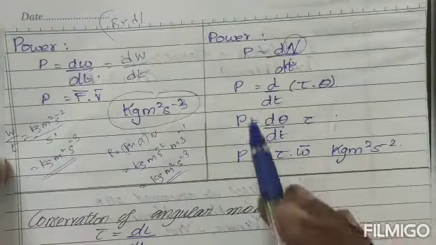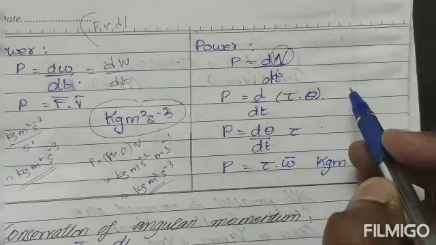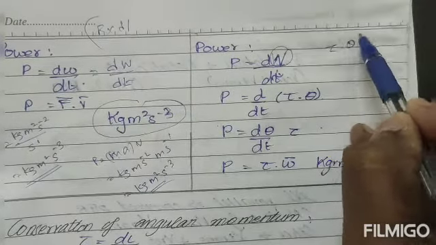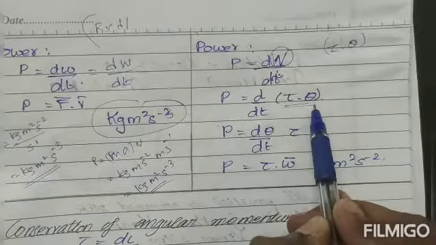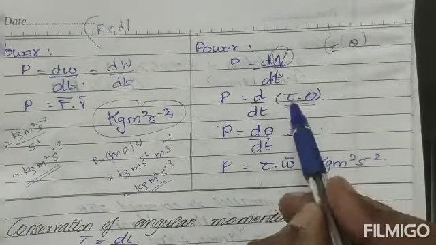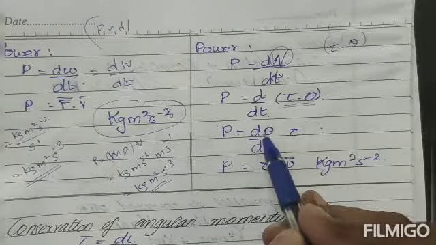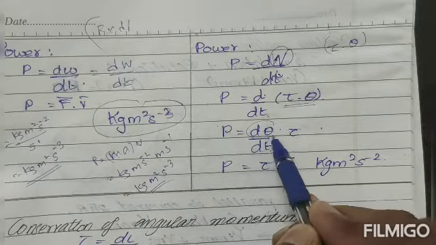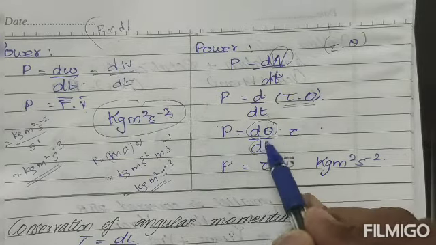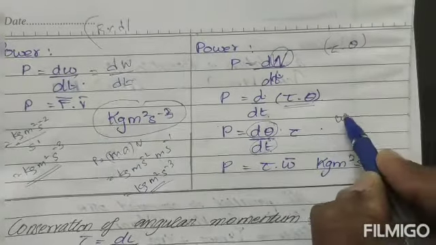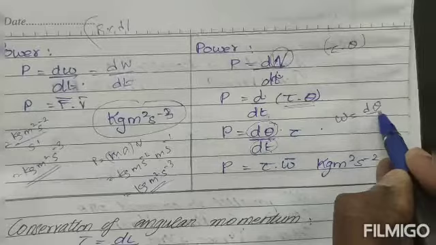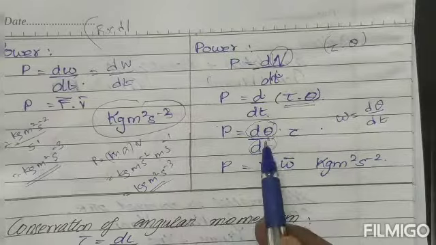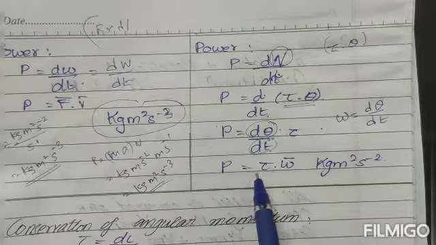Like that, in the circular path, we can say torque into angular displacement. So that is what I wrote here. Please listen: d by dt of tau theta. So d theta divided by dt, that is change in angular displacement divided by change in time, which is angular velocity, omega. So finally this becomes tau omega.